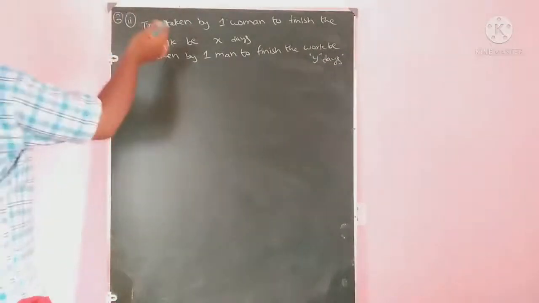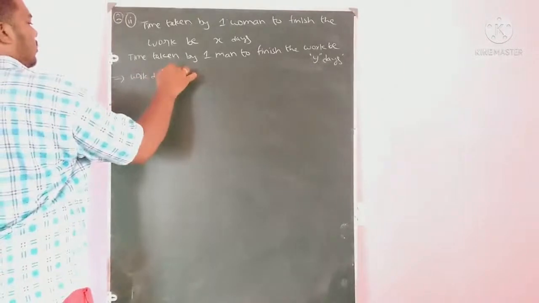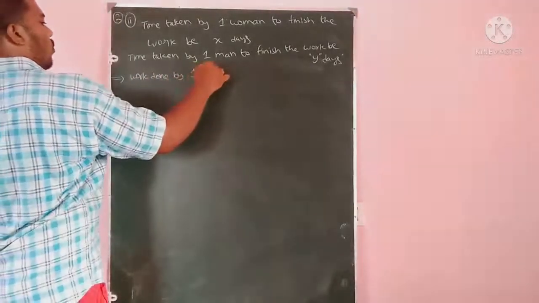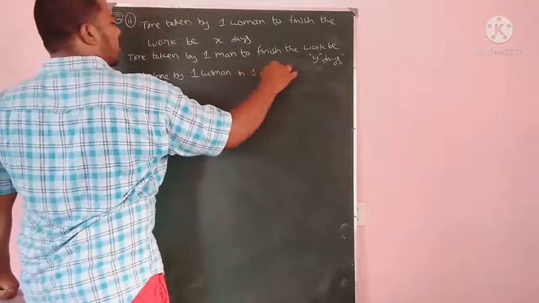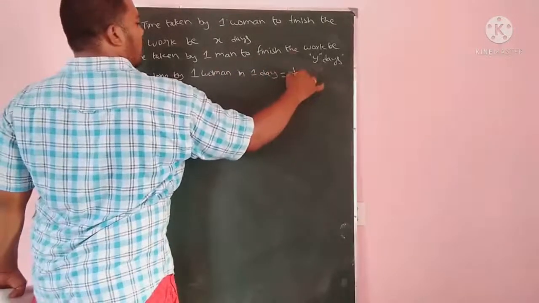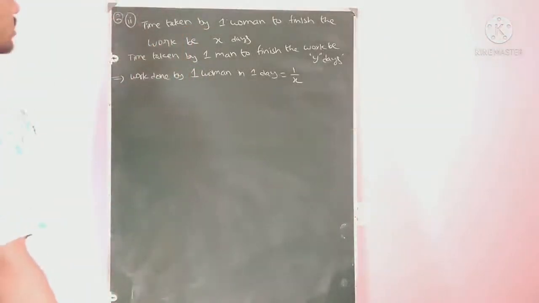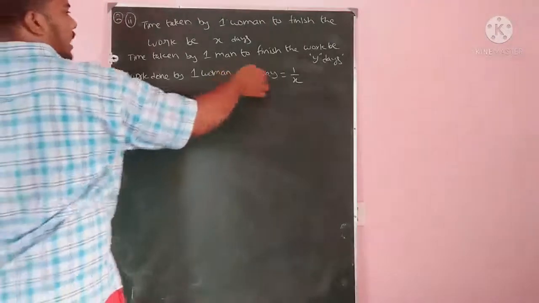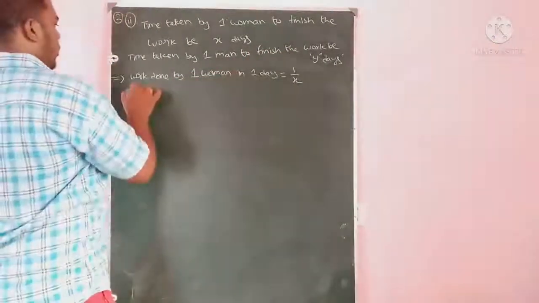So from that, now we can write work done by 1 woman in 1 day equals 1 by x. Why? Because the total x days means work is divided into x parts. So in 1 day she can finish 1 by x part. We can represent it as 1 by x. No issues in the problem.